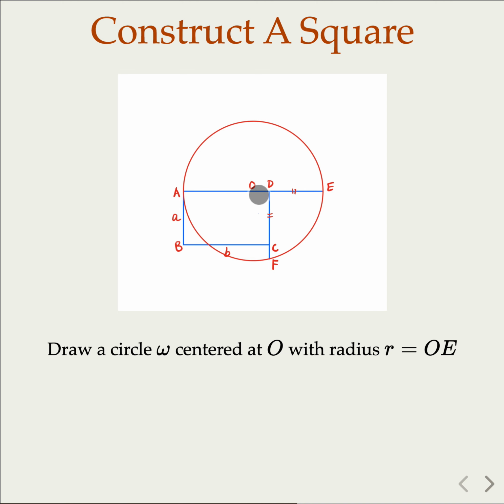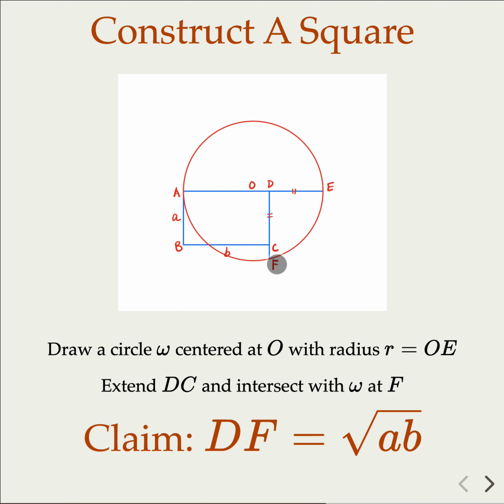Okay, so now with this, we claim that if we extend DC and meet the circle at F, this F point would give us the length DF, which would be exactly the square root of AB. Okay, that's the claim. So once you have DF, of course, you can use the ruler and the compass to construct a square out of it. So we were able to find a square root of a number using this method here.